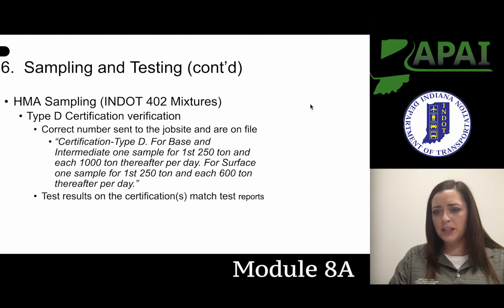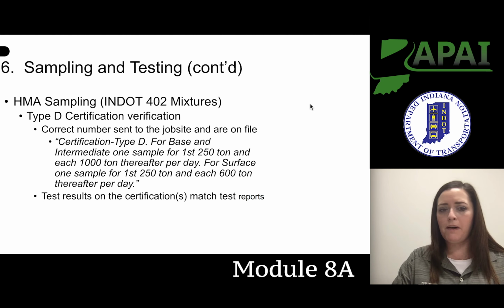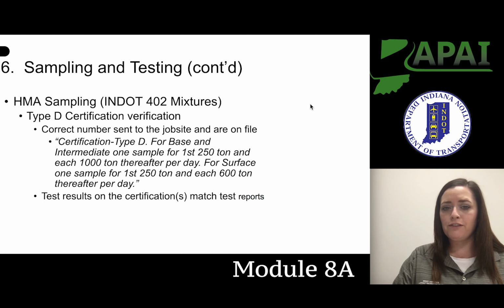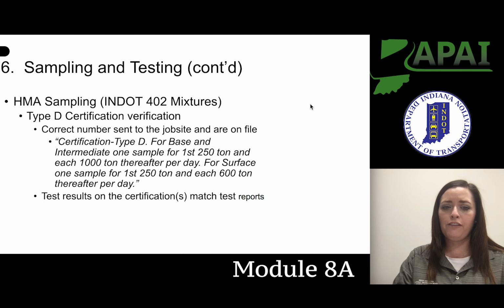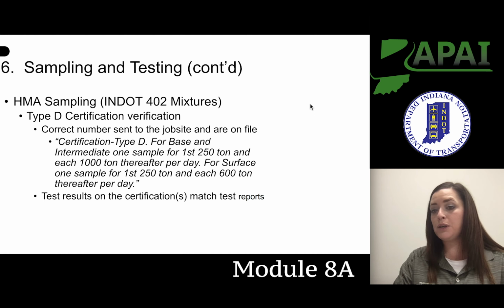As I mentioned, there is a Type D certification that is sent out for these mixtures. The correct number of Type D certifications needs to be checked to make sure that the contractor is sending the appropriate number out to the job site and that we're keeping them on file as well. In the frequency manual, it states that a Type D certification for base or intermediate is required for the first 250 ton and each 1,000 ton per day after. For surface, it's required for the first 250 ton and each 600 ton thereafter per day.